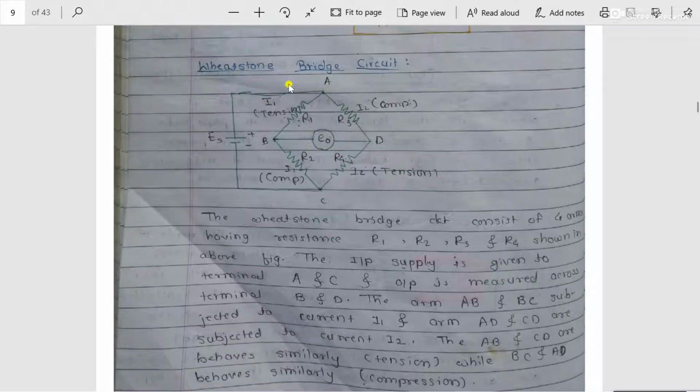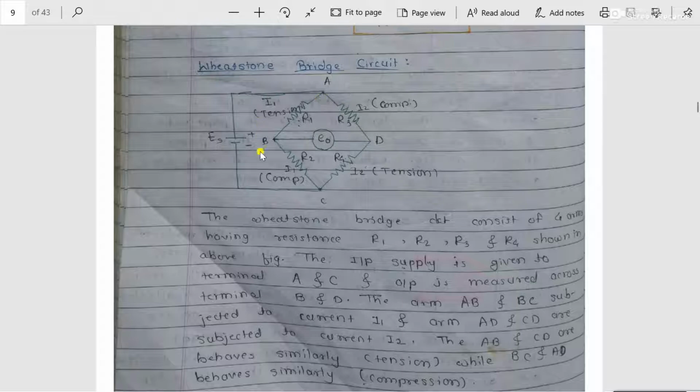So if you go through this particular circuit diagram, the input is given at terminals A and C. ES represents the input supply, and that input supply is given between terminal A and terminal C, while the output is measured between the remaining two terminals. E0 represents the output, or the display of this particular Wheatstone bridge circuit, and that output E0 is measured between terminal B and D.